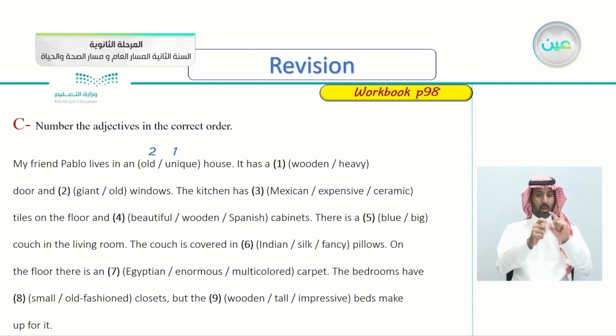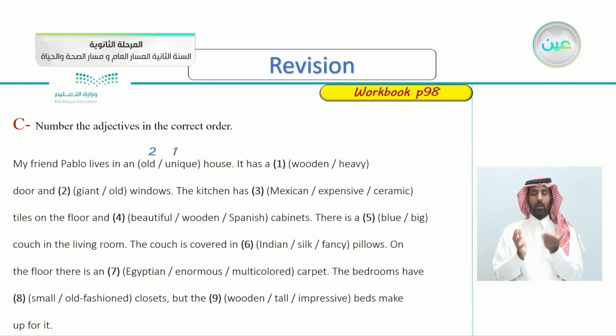If you remember the grammar, how do we describe something using more than one adjective? How do we put the order of the adjectives? So now we want to number the adjectives in the correct order. The first one is already done for you. My friend Pablo lives in an old, unique house. It has a wooden, heavy door. So it's a unique old house.